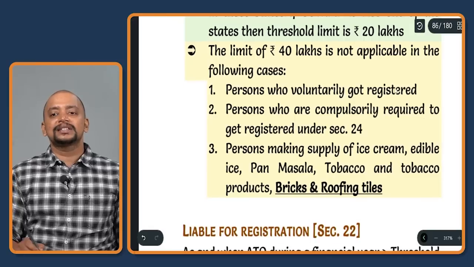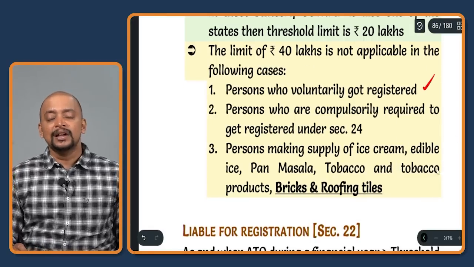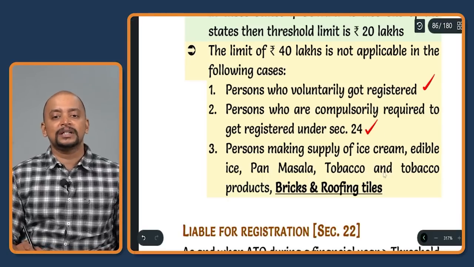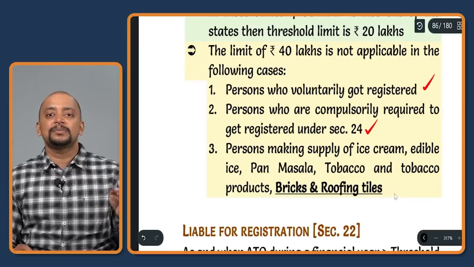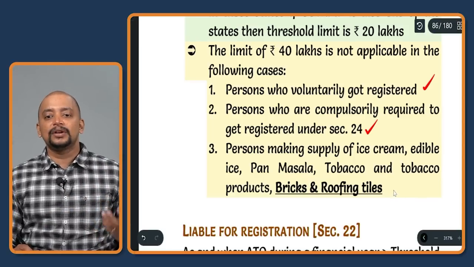Then the limit of 40 lakhs is not applicable in the following cases. Suppose if they voluntarily get registered, or who are compulsorily required to get registered under section 24 irrespective of threshold limit, or a person making supply of ice cream, edible ice, pan masala, tobacco and tobacco products, then bricks and roofing tiles.